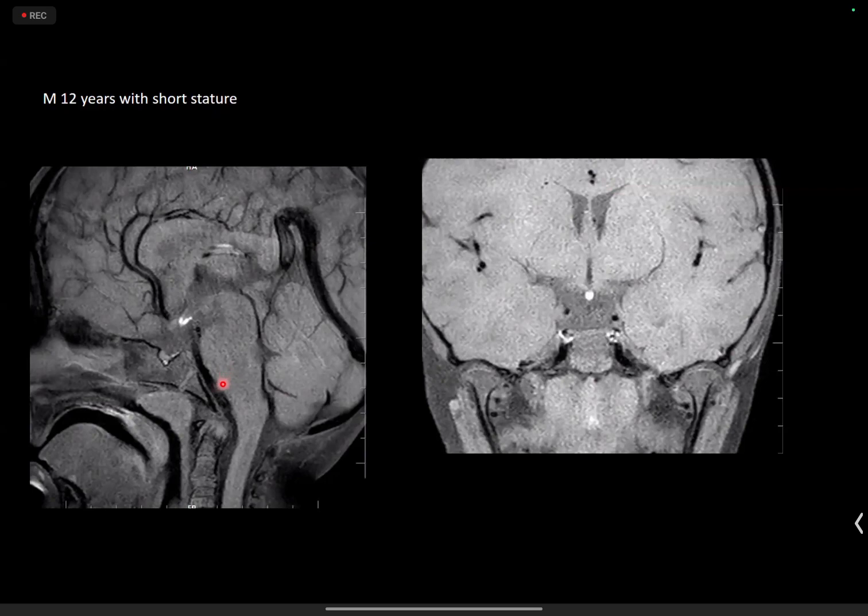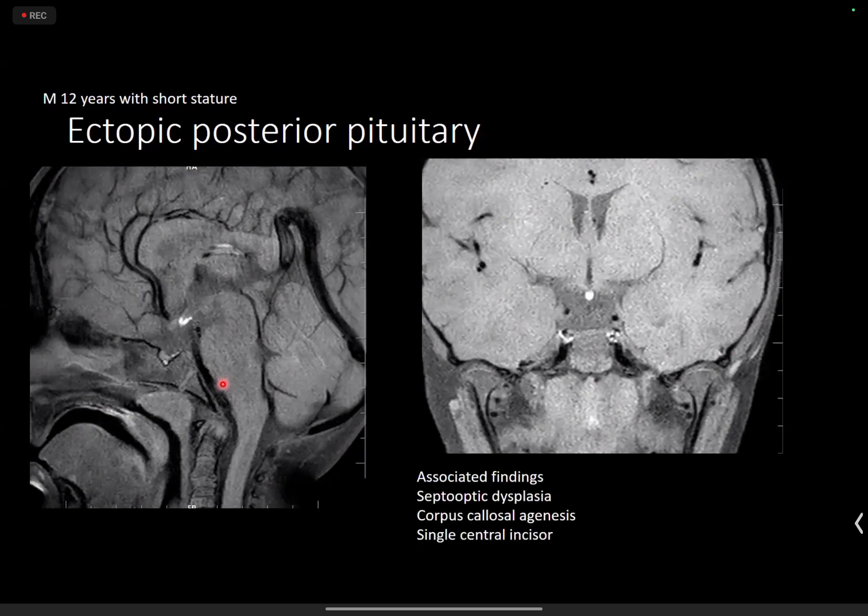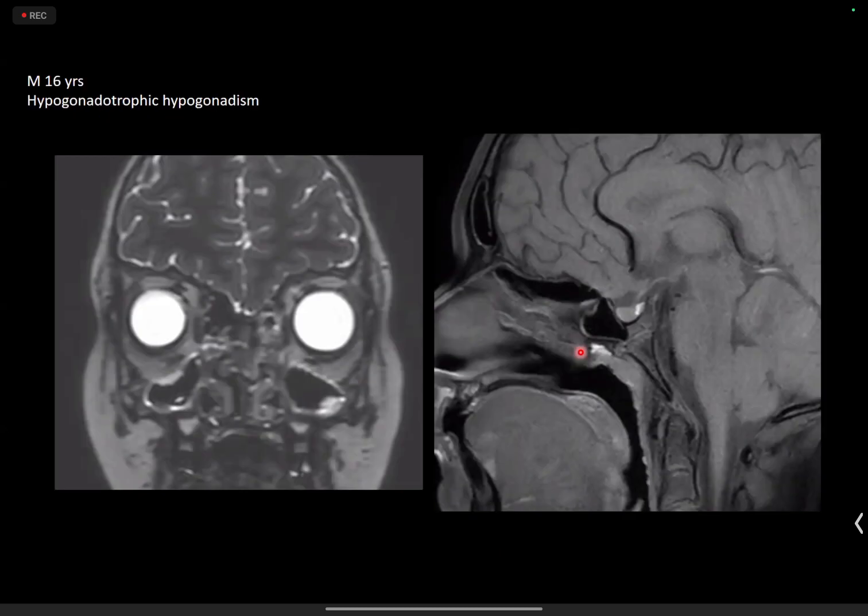And there's one more finding. The adenohypophysis, how would you describe it? It's small, ma'am, it appears hypoplastic. Okay. So in addition to these findings, you have to look at the corpus callosum. What are the other associated findings? Like septo-optic dysplasia, look at the septum pellucidum, the optic nerves, the corpus callosum, and also a single central incisor on clinical examination. Okay, fine.